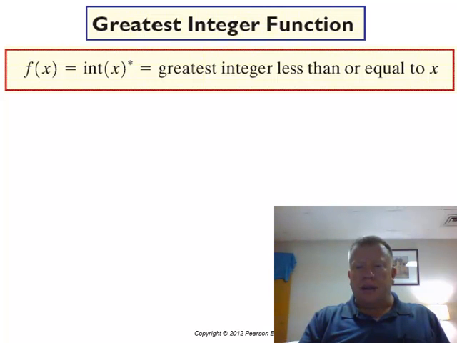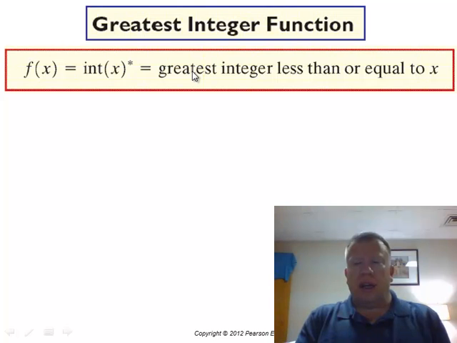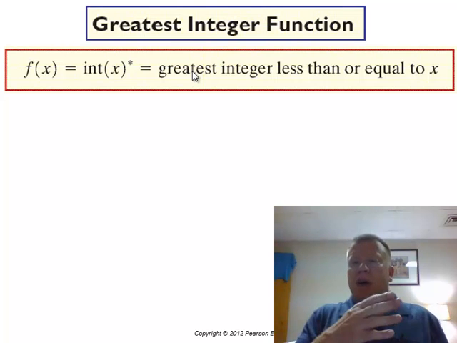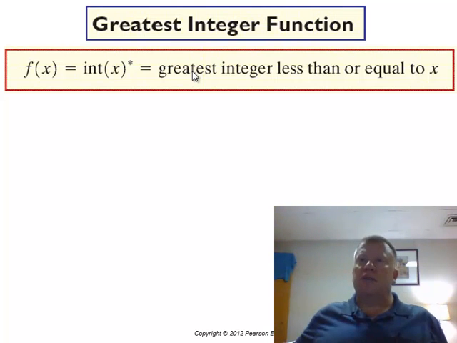Here's another function. This function you may have never heard of. It's called the greatest integer function. And this is what it looks like. F of x equals int of x. Never mind that asterisk. It's sometimes called the floor function. But basically what it does, it takes whatever number that you're taking this function of and strips off whatever decimal might be following the whole integer part.